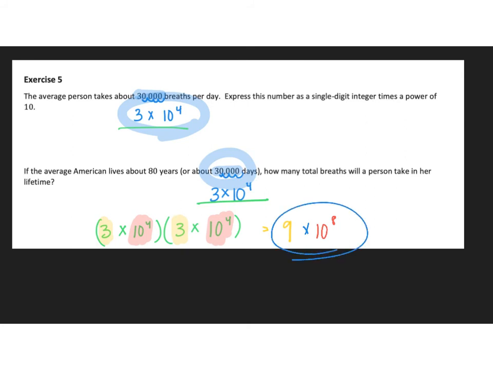So how many total breaths will a person take in her lifetime? 9 times 10 to the 8th. 1, 2, 3, 4, 5, 6, 7, 8. Put my commas so I can read this better. That is 900 million breaths in their life.